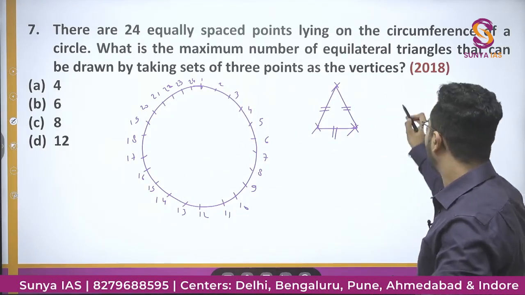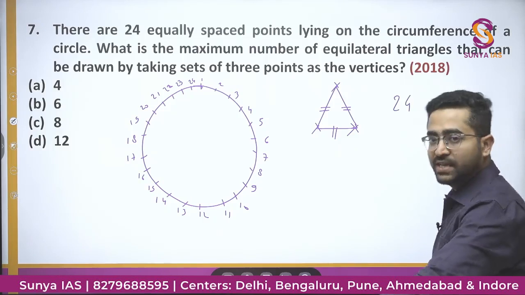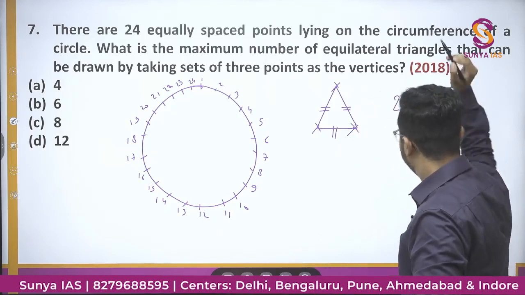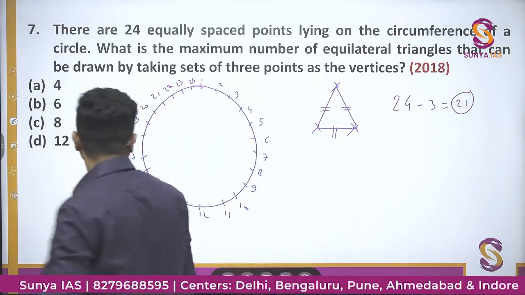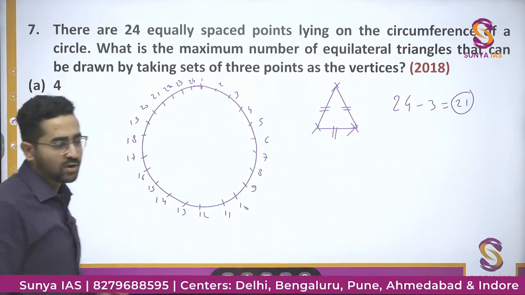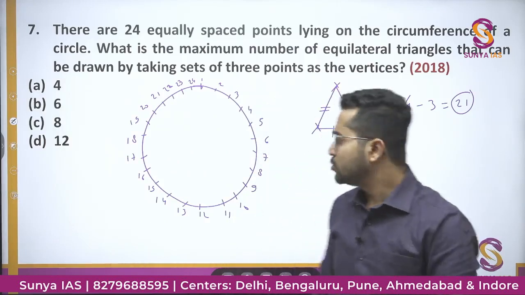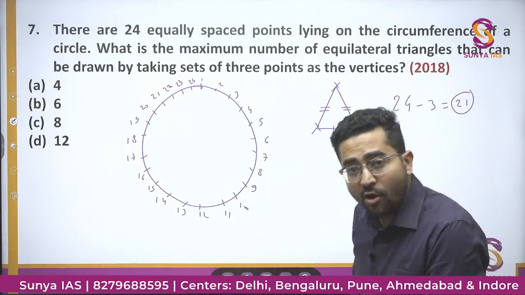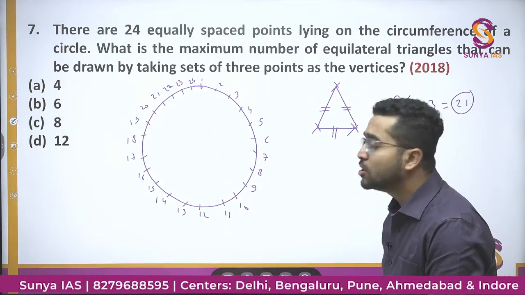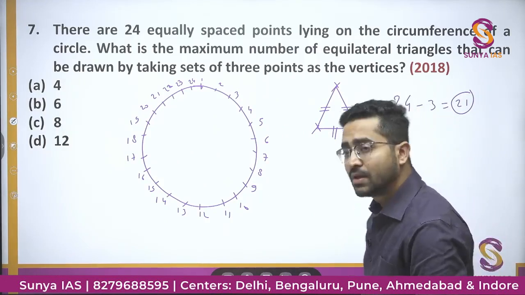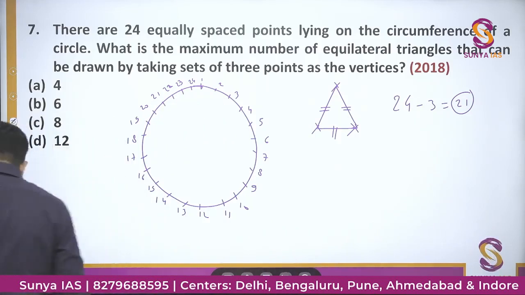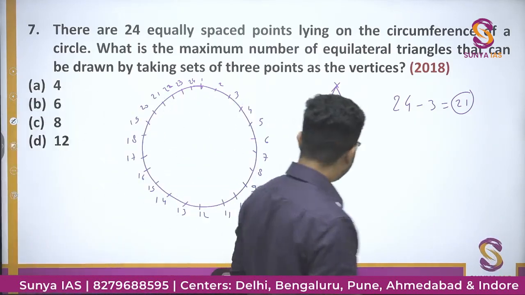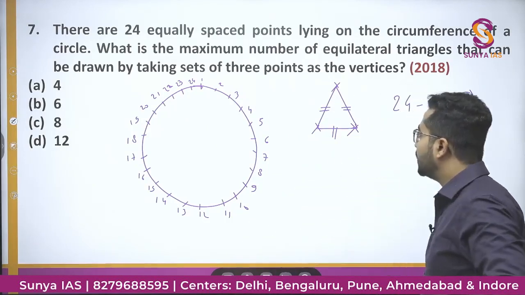So there are 24 points. Out of them we took 3 points for vertices. So there are 21 points remaining. Any doubt here? No. 21 points remaining. Now we need to fulfill the condition of the equilateral triangle. What is the condition? That the sides of the equilateral triangle are equal. Sides of the equilateral triangle are equal.